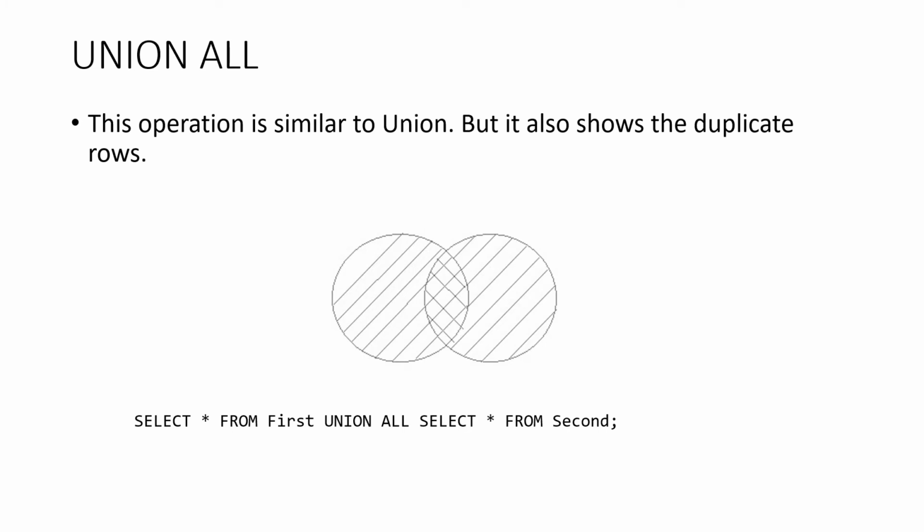Now the second operation is union all. This operation is similar to union, but it also shows the duplicate rows. Here we can see the different lines also going here. It represents that we will take this once, and we will take this another time also. So there will be duplicate rows also. This is the difference between union and union all: in union all the duplicate rows will not be eliminated and they will be shown in the result.